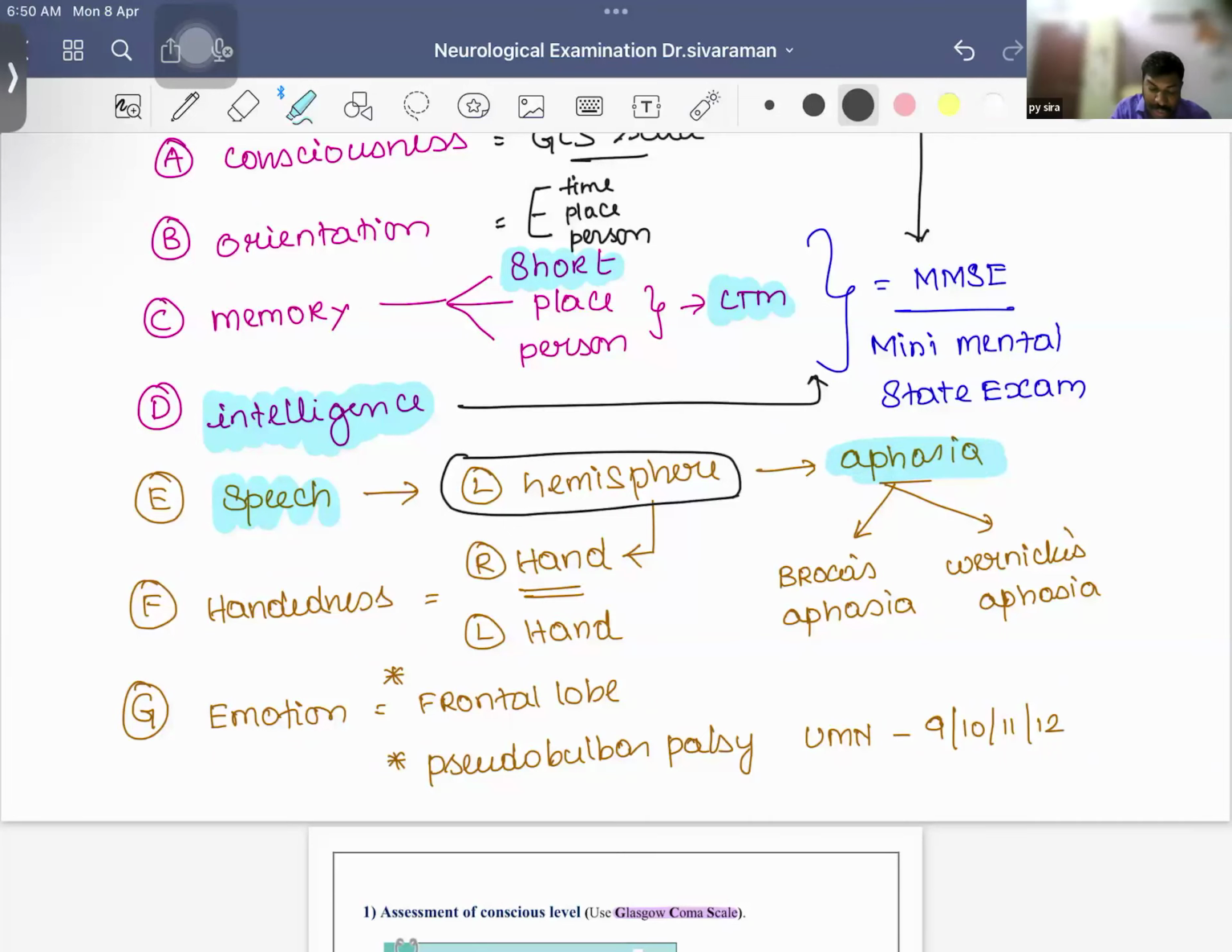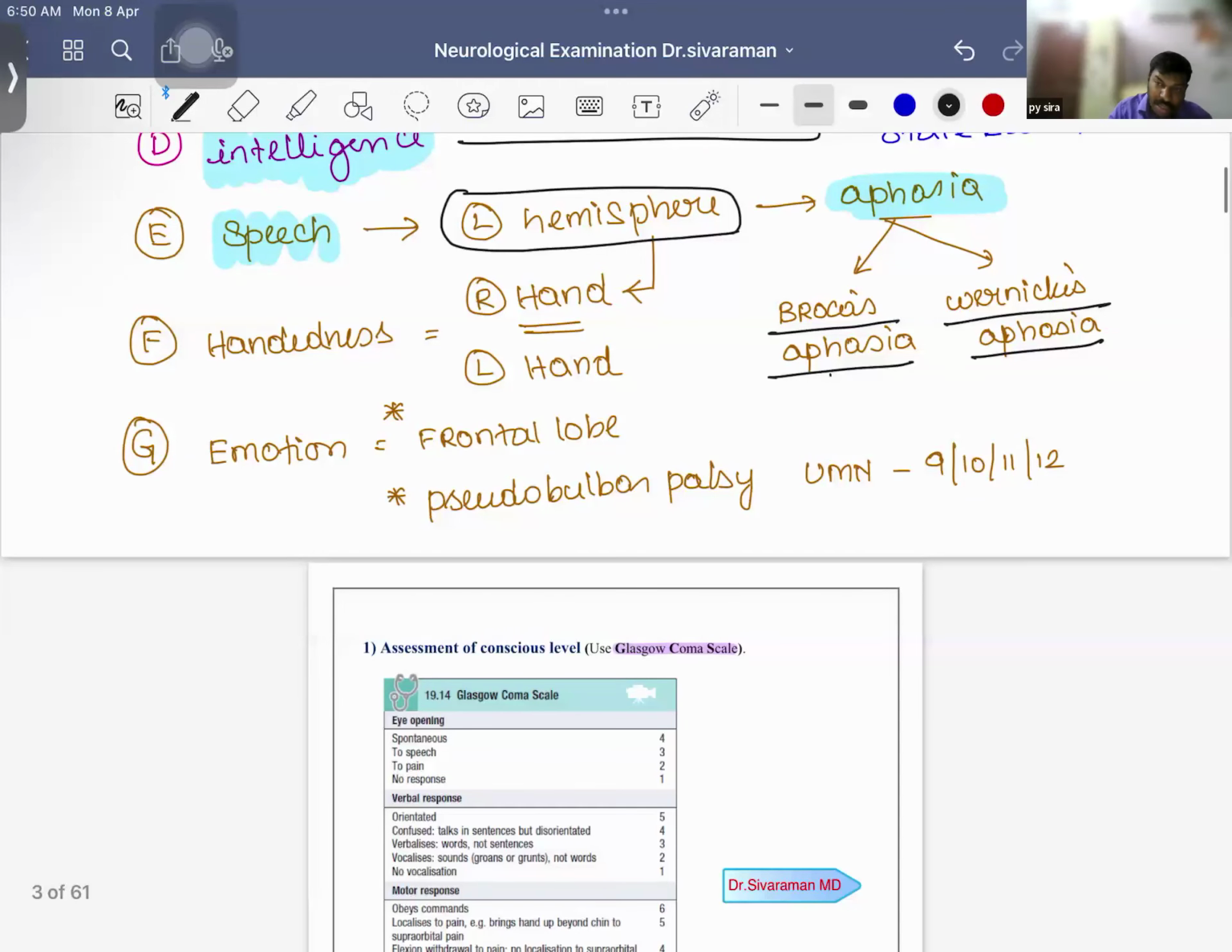So we have two types of aphasia here. One is Broca's aphasia, the other one is Wernicke's aphasia. Whenever it is Broca's aphasia, it is going to be a motor aphasia. Whenever it is Wernicke's aphasia, it is going to be a sensory aphasia. So Broca's is motor aphasia, Wernicke's is sensory aphasia. That is very, very important. And this is going to be the handedness, which I have already told.